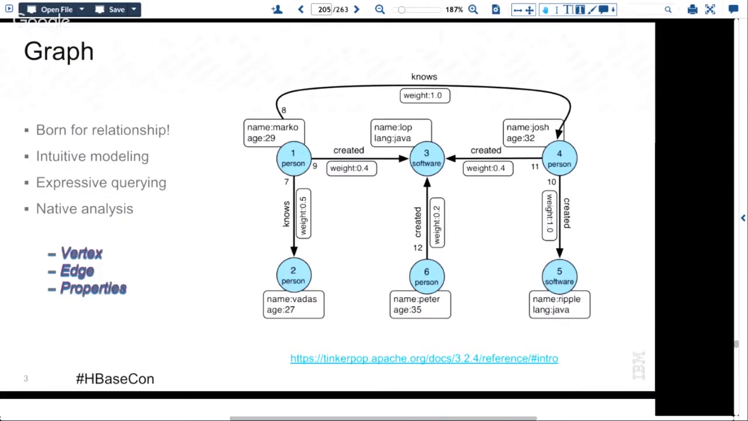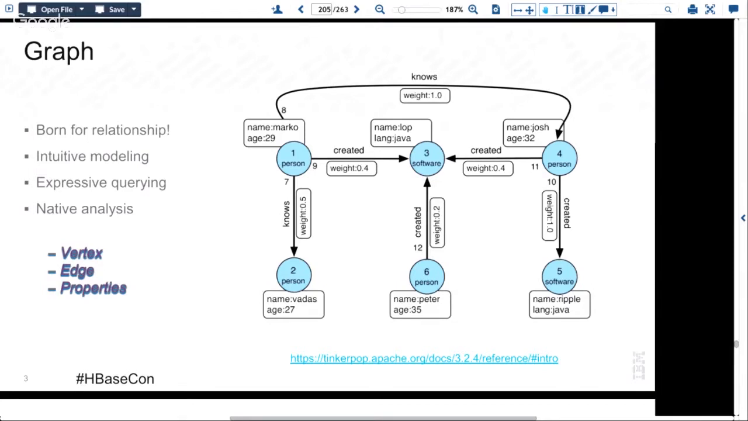So what is a graph? Graphs are not new. Obviously, they're a mathematical structure. Graph theory goes back 300 years or so. And we're finding it more and more in today's modern data architecture.